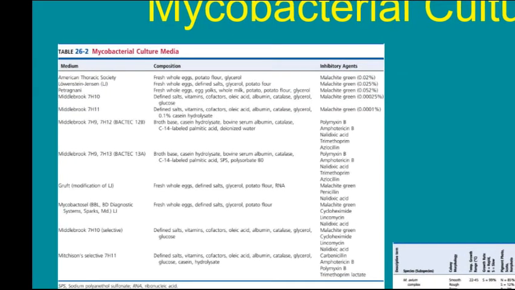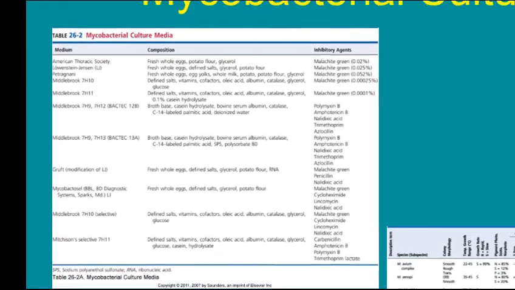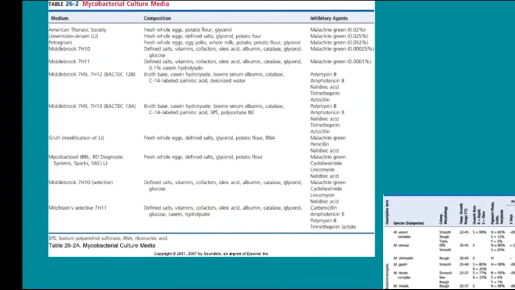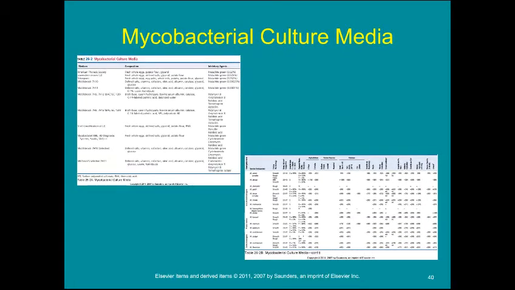Oh, that's the difference of 7H10 from 7H11. Pareho lang halos sila. Both are agar. Only that your Middlebrook 7H11 has 0.1% of casein hydrolysate, which is wala doon sa inyong 7H10. Okay? Meron pang 7H13. Okay.